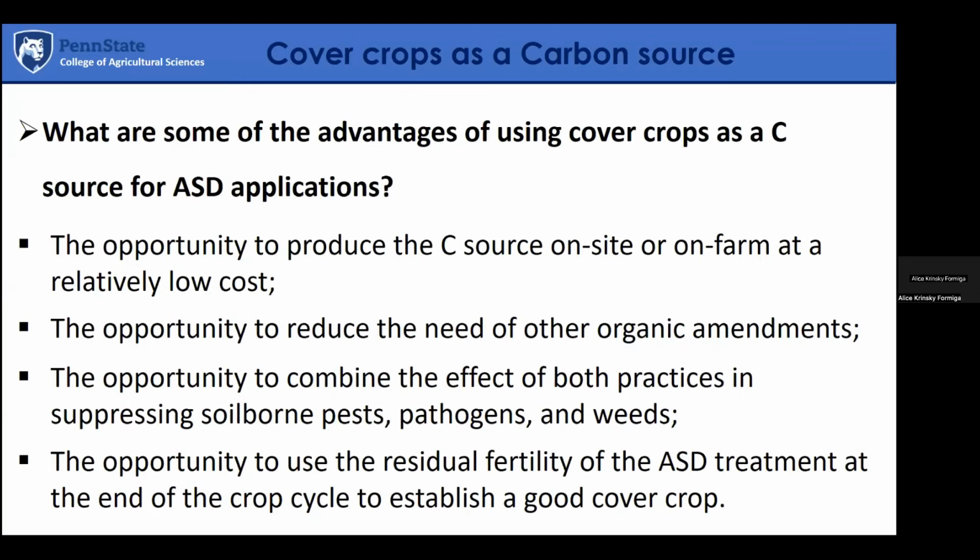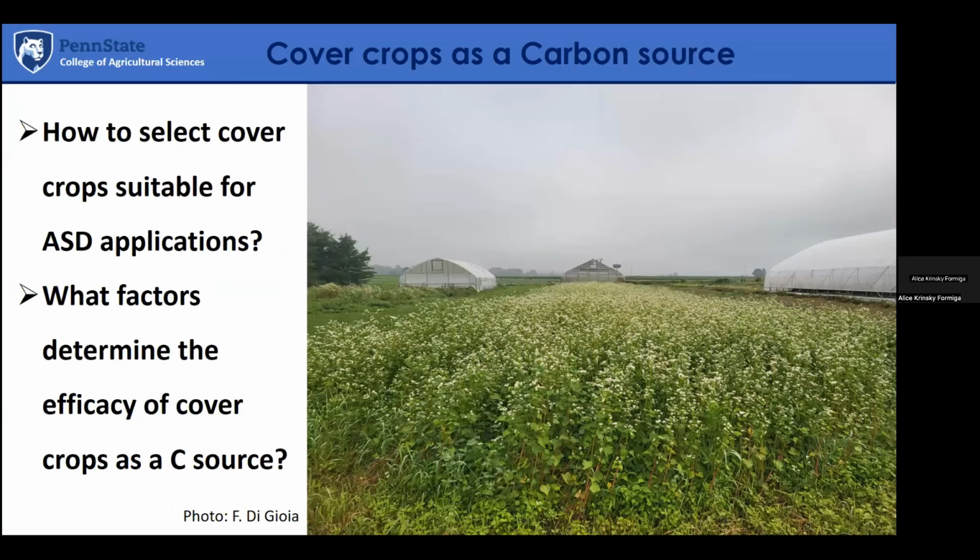And then there is another interesting aspect, which is the opportunity sometimes to use the residual fertility that we have after the ASD treatment, after the cash crop. So we apply the ASD treatment, we can have a crop, and still there is residual fertility that derives from the ASD treatment. We could use that residual fertility to establish a good cover crop and start the cycle again. So these are some of the advantages that we have when we apply ASD using cover crops.